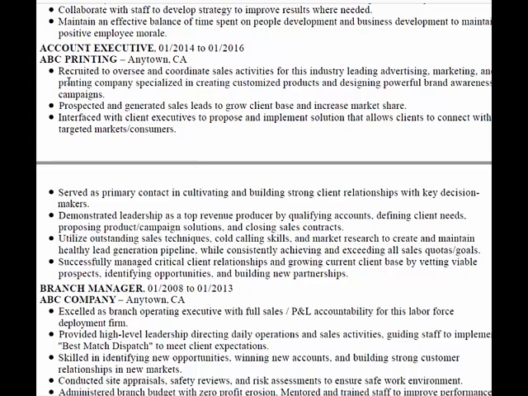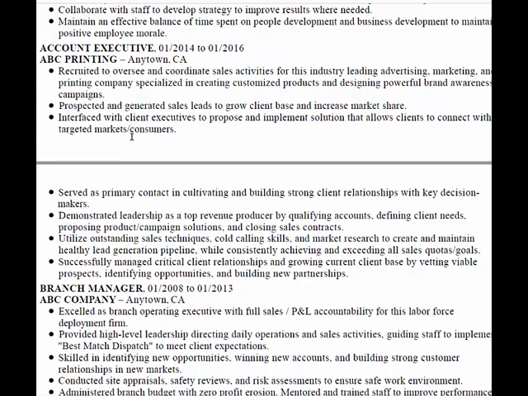It just goes into these bullet points, like prospected and generated sales leads to grow client base and increase market share. That is a given. You are a sales rep. Do not put this stuff in your resume. Sales managers would chunk this resume in a heartbeat because all it does is describe what you do. Well, people know as a sales rep what you do is you're supposed to sell product. If you sell product, you should have results on your resume, and there's no results in this resume.